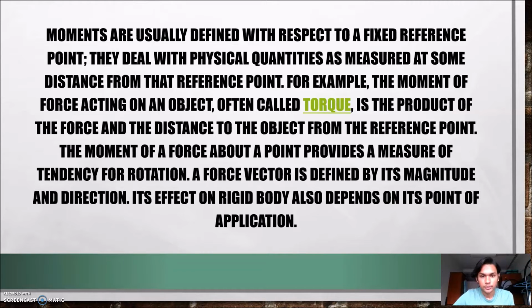The moment of a force about a point provides a measure of the tendency for rotation. The force vector can be defined by two things: first its magnitude, and second its direction. Its effect on a rigid body also depends on its point of application.